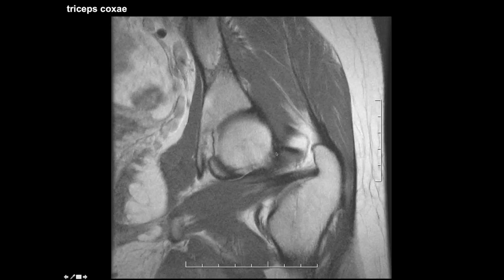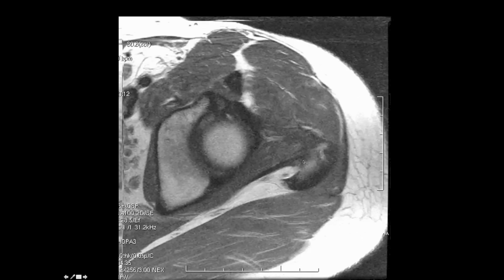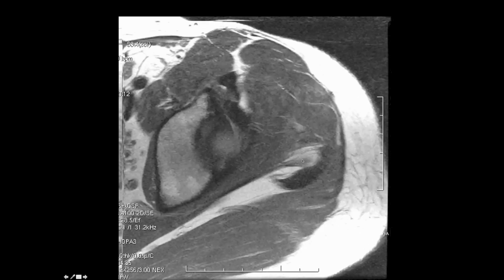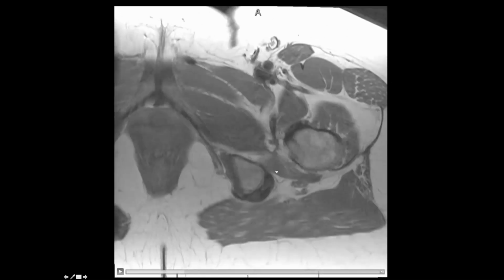Superior and inferior gemelli together with the obturator internus are known as the triceps coxae muscle. Axial images: piriformis inserting into that posterior superior margin of the greater trochanter, obturator internus and externus, and then finally we see the quadratus femoris. The quadratus femoris can be injured in the setting of ischiofemoral impingement syndrome. The quadratus femoris is adjacent to the sciatic nerve, as well as the hamstring tendon origins, including the semimembranosus, the biceps femoris, and the semitendinosus.